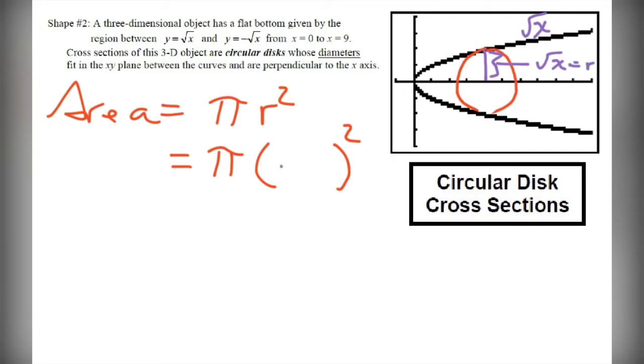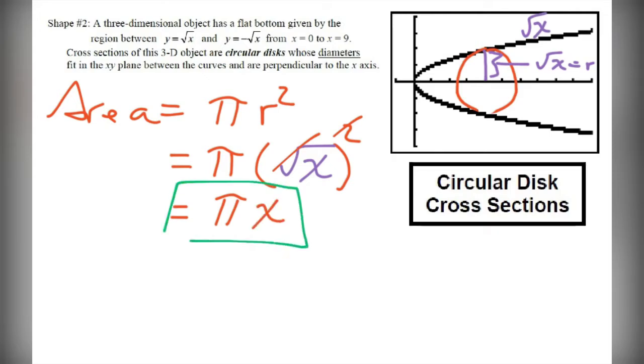Now, when you plug that radius into the formula for the area of a circle, there's a little bit of simplifying that can be done. In fact, obviously the square and the square root cancel, leaving us with only pi x. Now, here's what you want to understand. Pi x is the area of a cross section. That's where we want to be. We want to find the area of a cross section because the volume's easy to do.